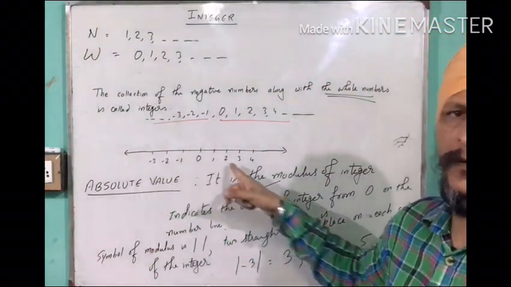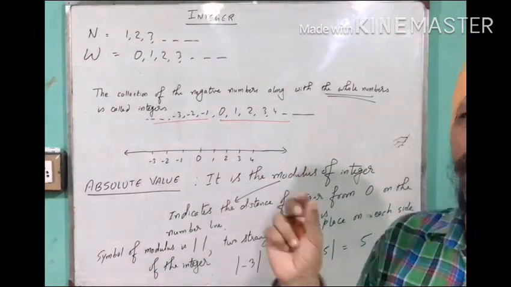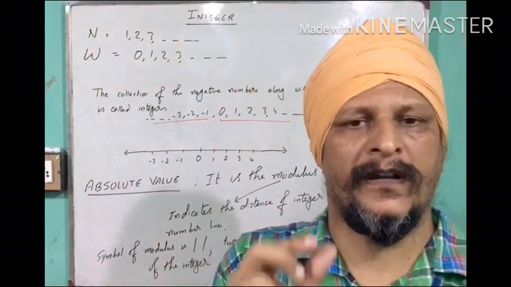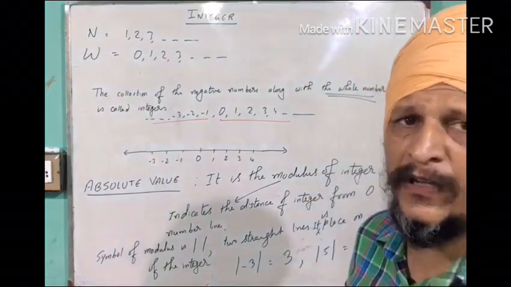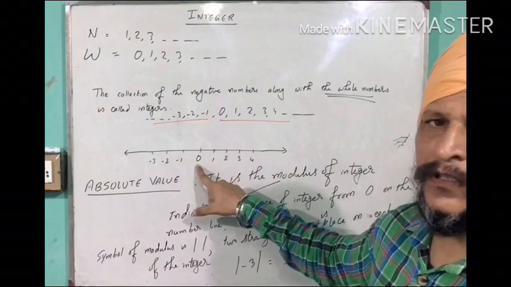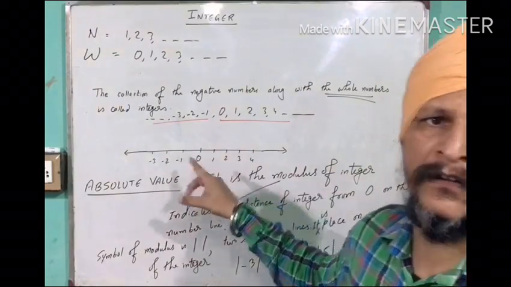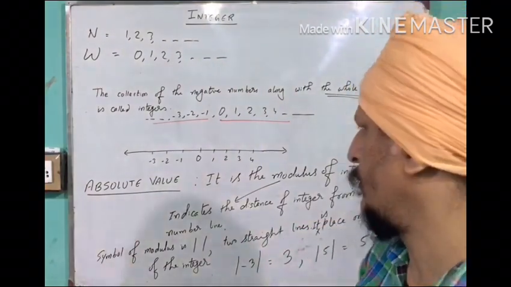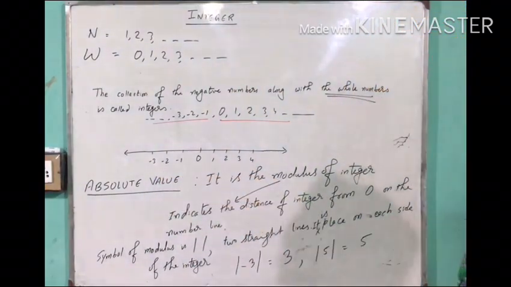So how can we represent them on a number line? We can represent on a number line in this way. You have to mark points at a distance of one unit each. You can see that the positive numbers should be placed on the right side of 0, whereas negative numbers should be written on the left side of 0. In this way we can represent a number line.